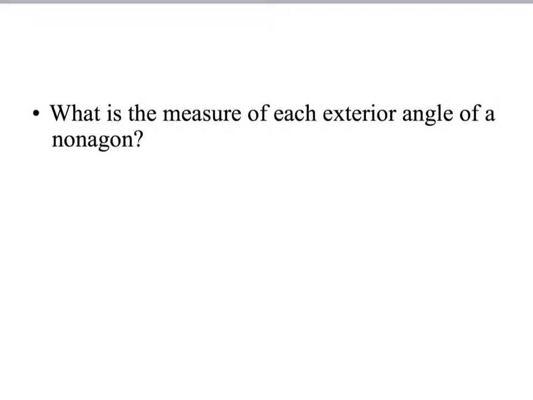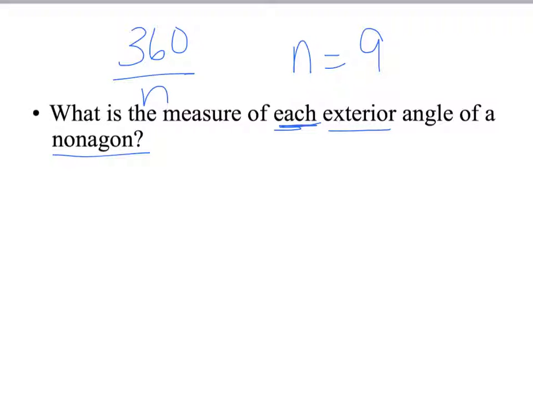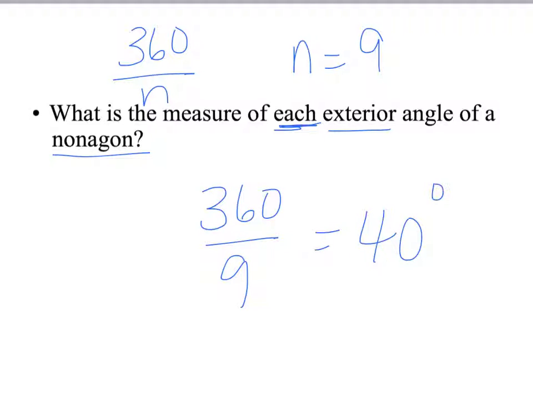Last one for this half is what is the measure of each exterior angle of a nonagon? Each exterior angle we said was 360 divided by n. N is 9 because it's a nonagon. So we do 360 divided by 9 and we get 40 degrees. So the measure of each exterior angle of a nonagon is 40 degrees.